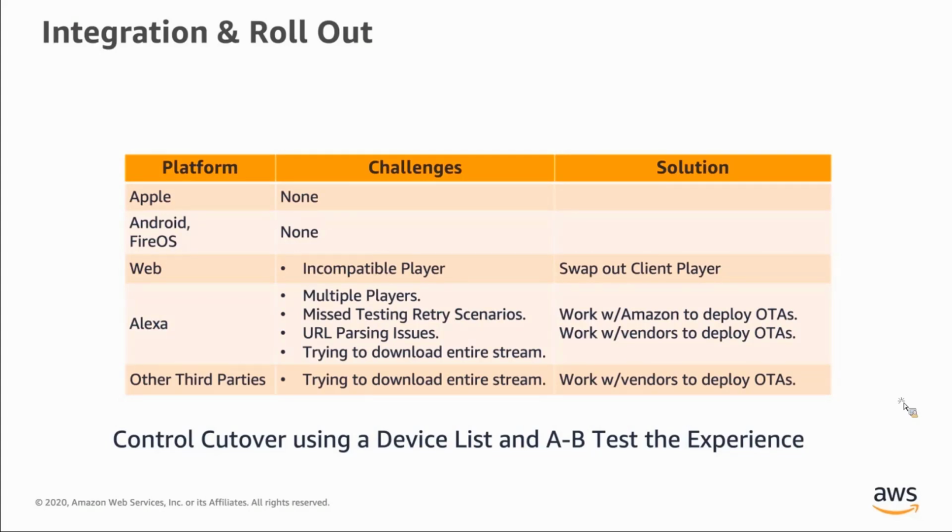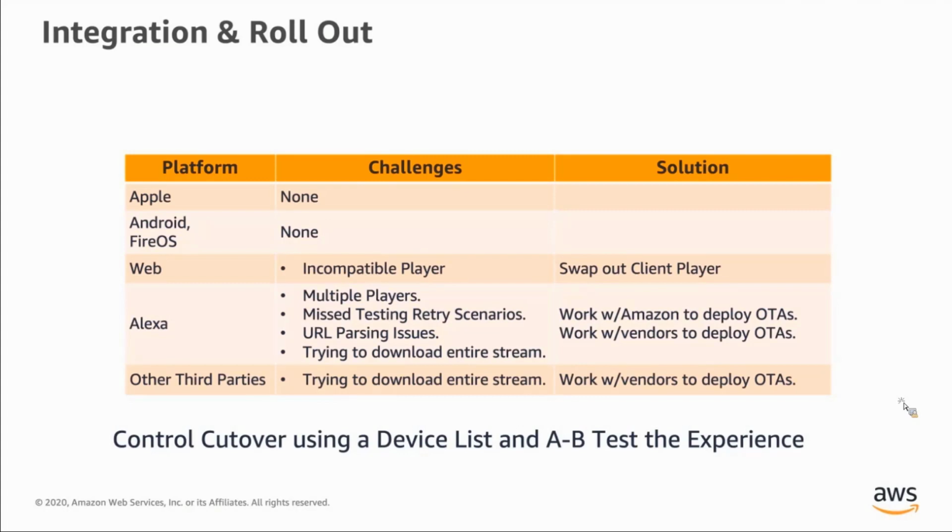Our biggest time was spent on Alexa and other third-party clients. We faced numerous issues with them, and we were forced to deploy over-the-air updates to fix client-side issues on all of these platforms. Now, as I mentioned earlier, these platforms can take a long time to actually upgrade. And so we could actually decouple our CDN launch from these clients.